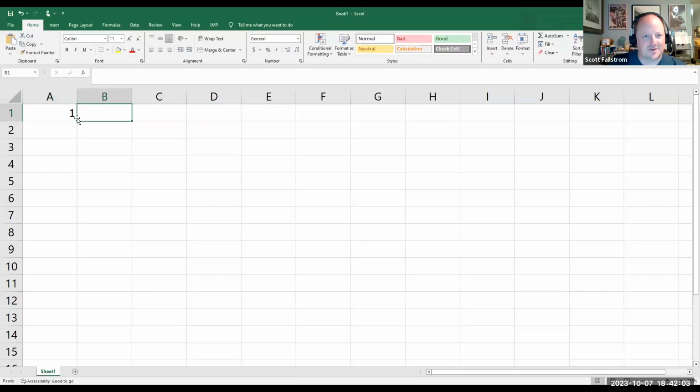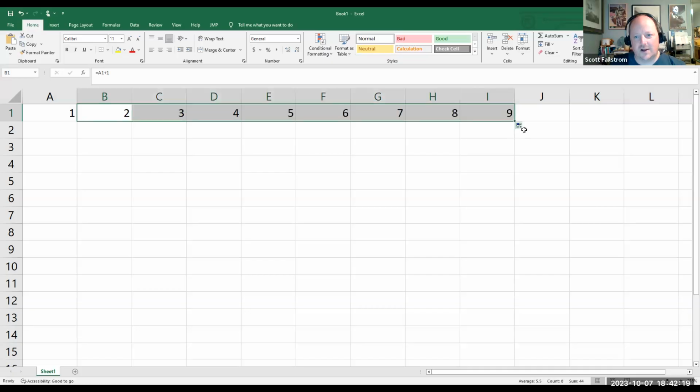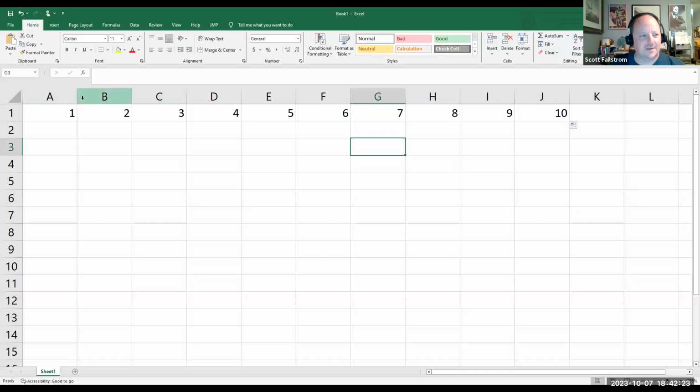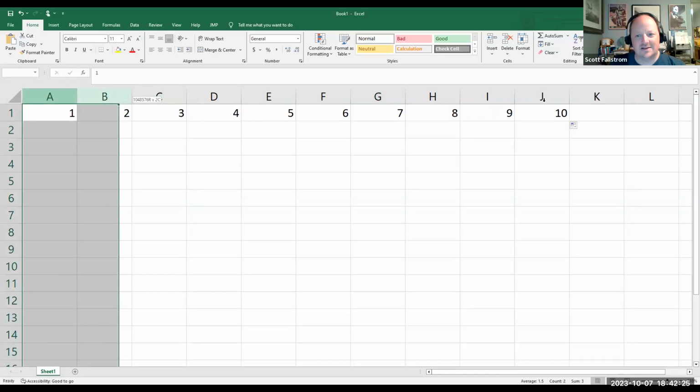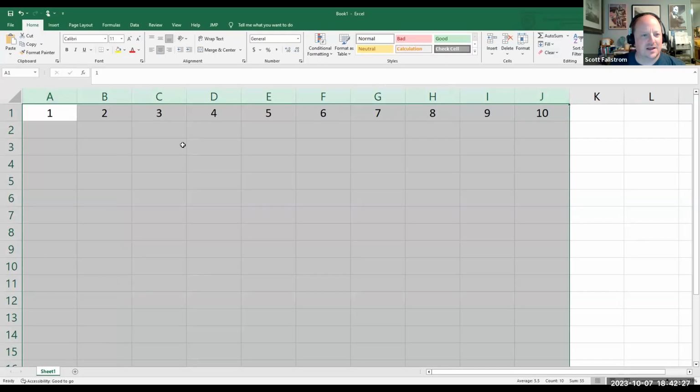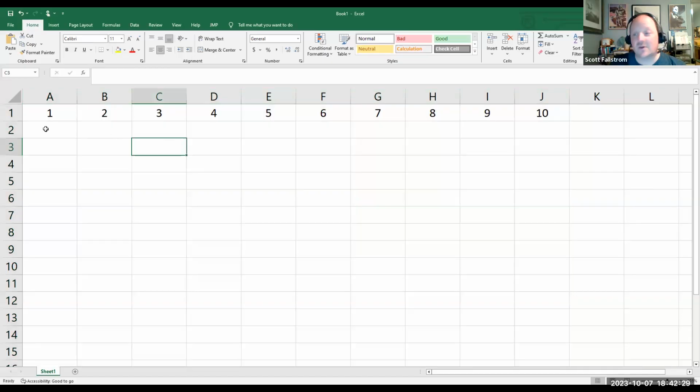Right next to it, I type an equal sign, and then I click on the cell before it and type +1. And what that does is it takes whatever number was there and adds 1. And then you can click in the bottom corner and just keep doing that for a while. And it will create the 1 through 10. Personally, I like these centered. So I click centered.